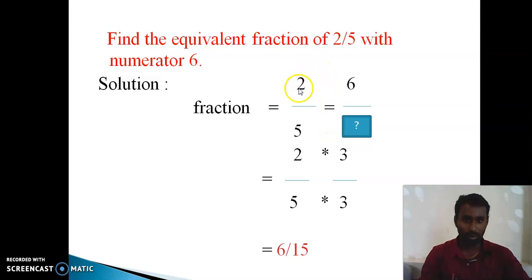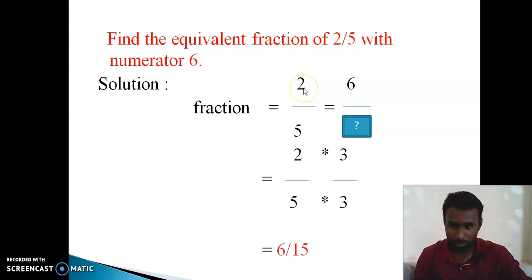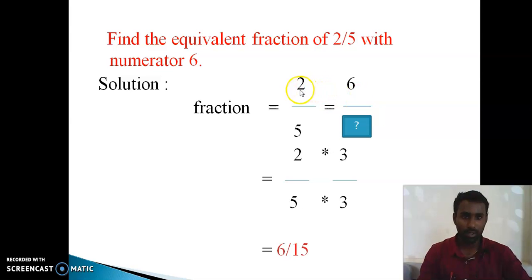The only possibility: whenever we go from a small number to a big number, we have to multiply. 2 3s are 6, because 2 is less and 6 is more. So when that kind of situation is given, only multiplication applies. We have to multiply by a certain number, and multiply the denominator by that same number. So 2 3s are 6, 5 3s are 15.